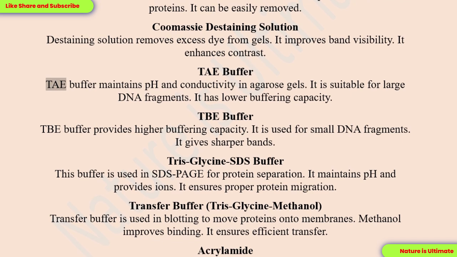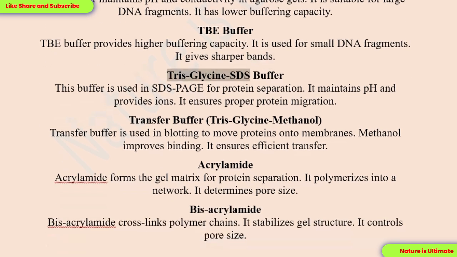TAE buffer. TAE buffer maintains pH and conductivity in agarose gels. It is suitable for large DNA fragments. It has lower buffering capacity. TBE buffer. TBE buffer provides higher buffering capacity. It is used for small DNA fragments. It gives sharper bands.